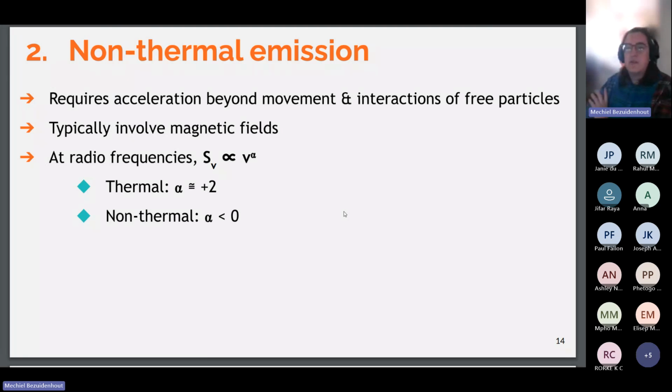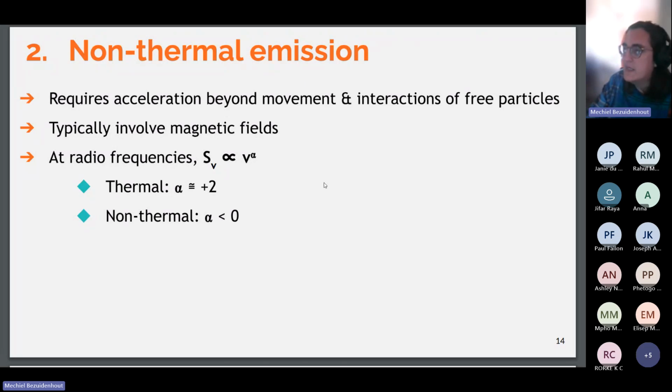So let's talk about non-thermal emission. Thermal emission comes from the movement and interaction of free particles. In order to get non-thermal emission, you need acceleration from some mechanism, some source beyond that. And that most often involves a magnetic field.